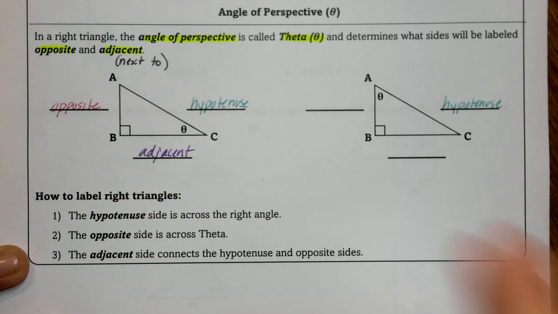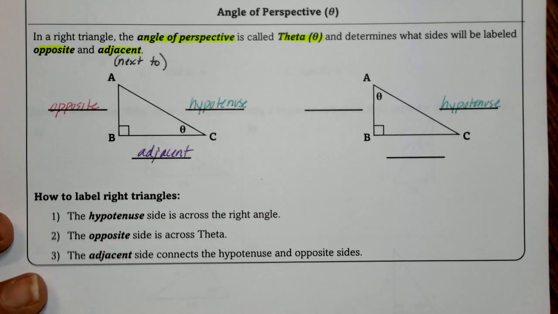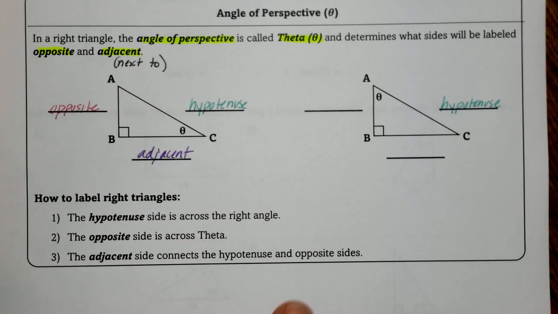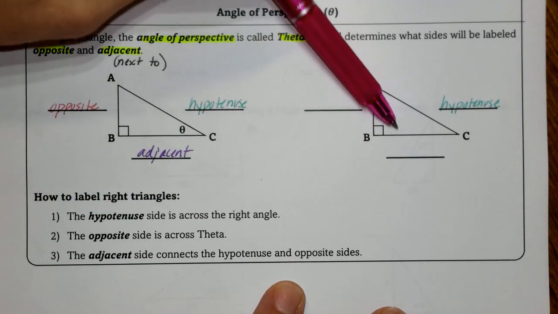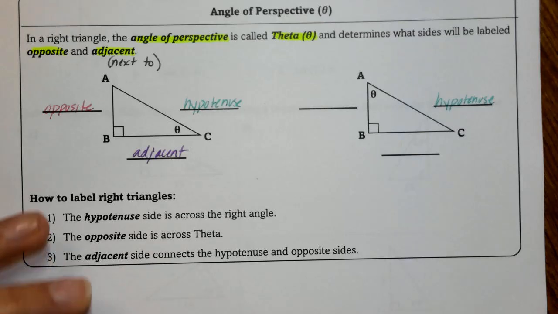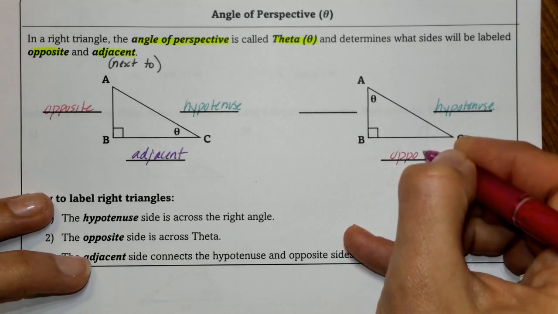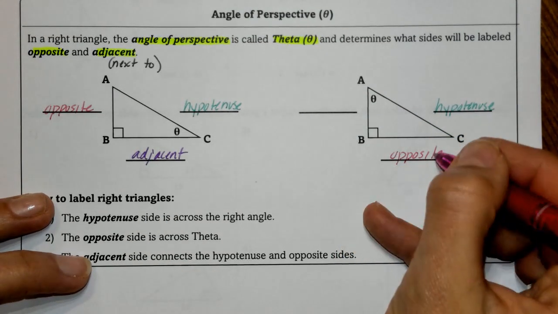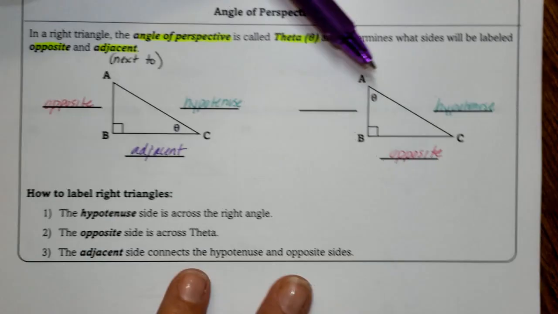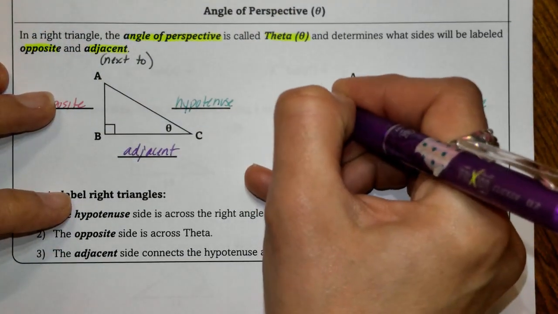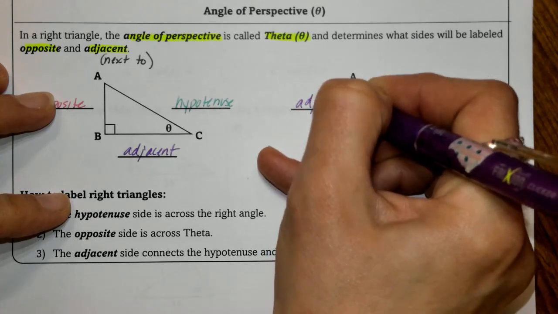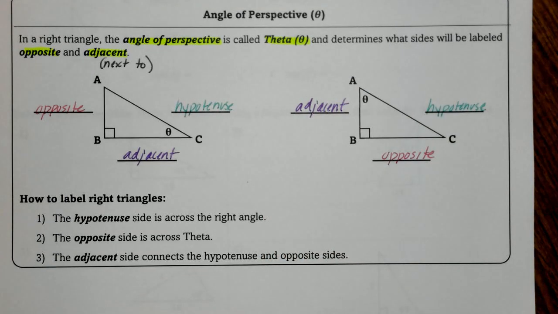And you'll be seeing me write ADJ for adjacent. When we change where the angle of perspective is, where theta is, over here to angle A, now our opposite is right here, or your OPP, as I'll be calling it later. Sitting there, right next to you is going to be the adjacent. Okay, we need to know these so we know how to set up our equations to solve.